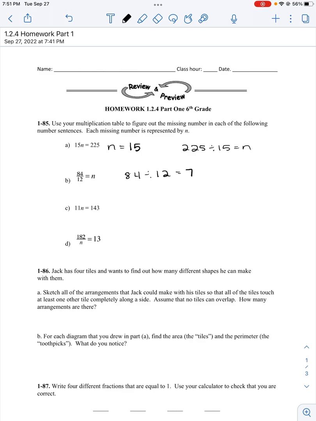11 times a number is 143. Again, like the first problem, I could do 143 divided by 11 will get me to 13. Okay, 182 divided by a number equals 13. So 13 times a number is 182. Well, that was one of the ones that we had to fill in today. So N is equal to 14.